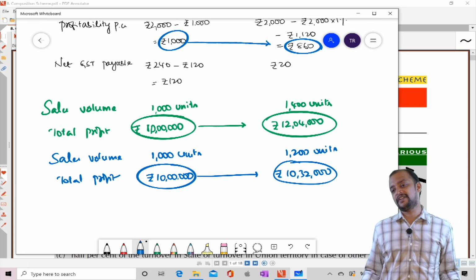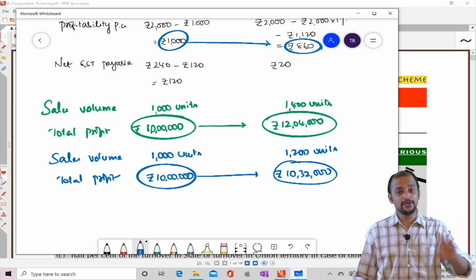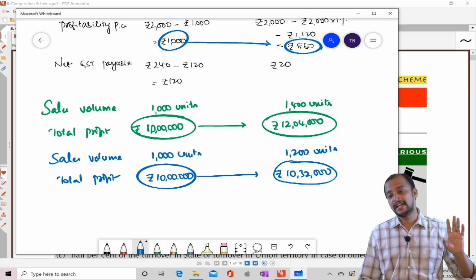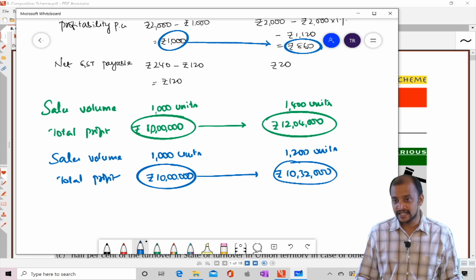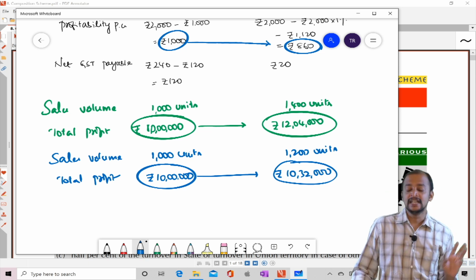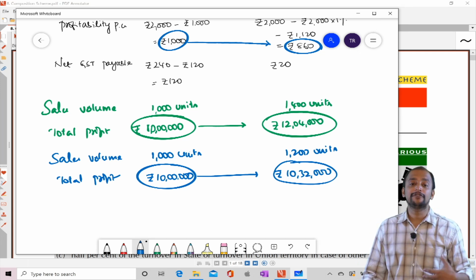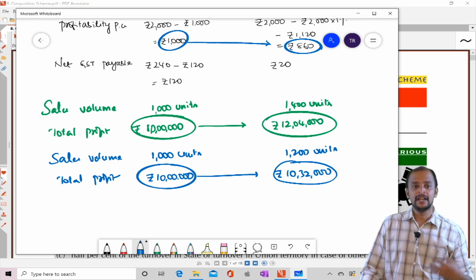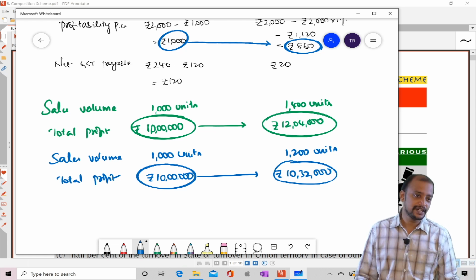So now tell me friends, what is the advantage of the composition scheme? Two disadvantages we discussed. Number one, ITC is not available, because of which the purchase price increases and the profit per unit decreases. Second disadvantage, GST is payable out of the pocket of the dealer and that cannot be recovered from the consumer, because of which the profit per unit will come down.